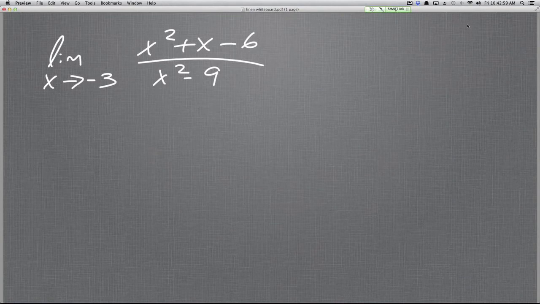And on this one, I have the limit as x approaches -3 of x squared plus x minus 6 over x squared minus 9. Again, the first thing I should be doing is plug it in. When I plug in, that gives me 0 over 0. Of my three approaches, which one do I need here? Factor, very good.